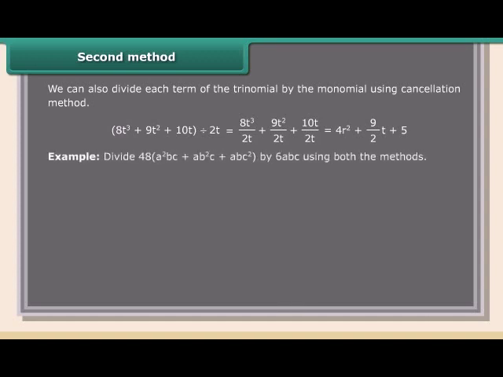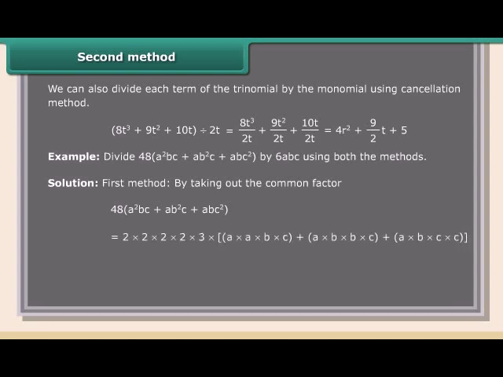Example, divide 48 into a square bc plus ab square c plus abc square by 6abc using both the methods. Solution. First method, by taking out the common factor, 48 into a square bc plus ab square c plus abc square is equal to 2 into 2 into 2 into 2 into 3 into a into b into c into a plus b plus c is equal to 16 into 3 into abc into a plus b plus c.